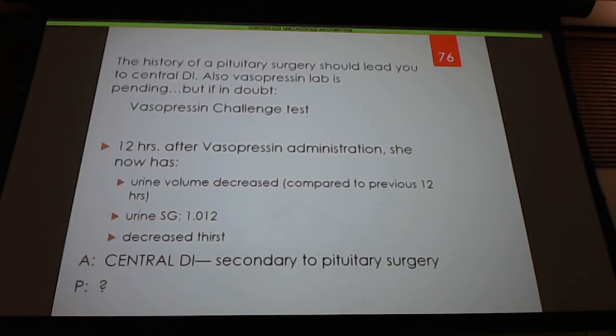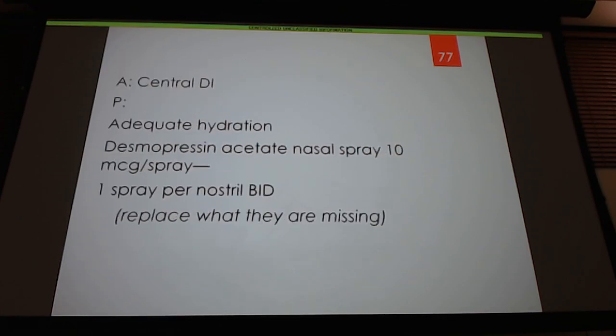So we know this. What's our plan? So sorry for the recording. Central diabetes insipidus, secondary to pituitary surgery. What do we do? Yes, prescribe desmopressin. And what? Should they drink a lot or not drink a lot? They should maintain good hydration. But you don't need to restrict their fluids, because that just helps them. That's not the only treatment. Adequate hydration. Replace what's lost. All right. Good job.